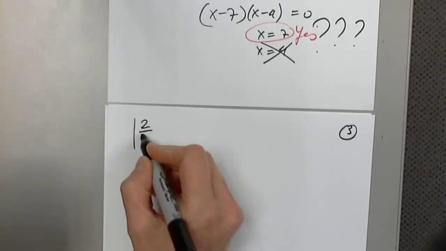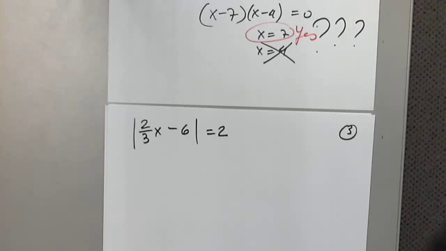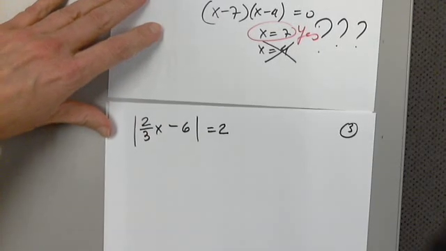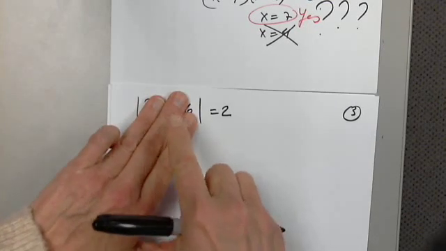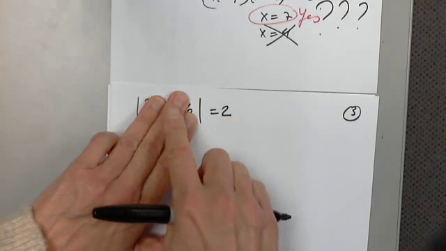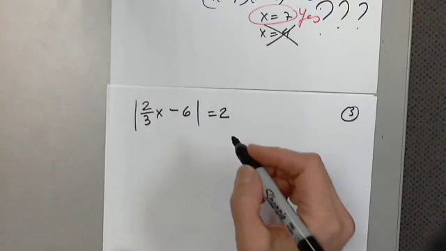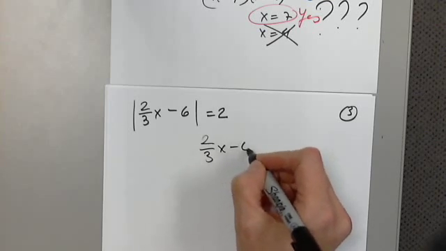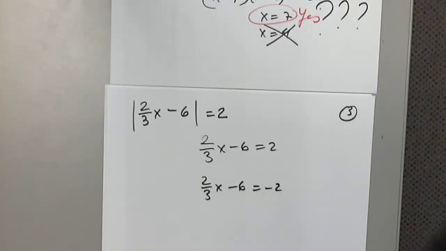So the absolute value of 2/3 x minus 6 equals 2. What type of equation is this? Very good. So what can happen here? What can I have in here so that the absolute value is 2? What can this number be? Or 2. Very good. So there are two options. 2/3 x minus 6 equals 2, or 2/3 x minus 6 equals negative 2. Very good.